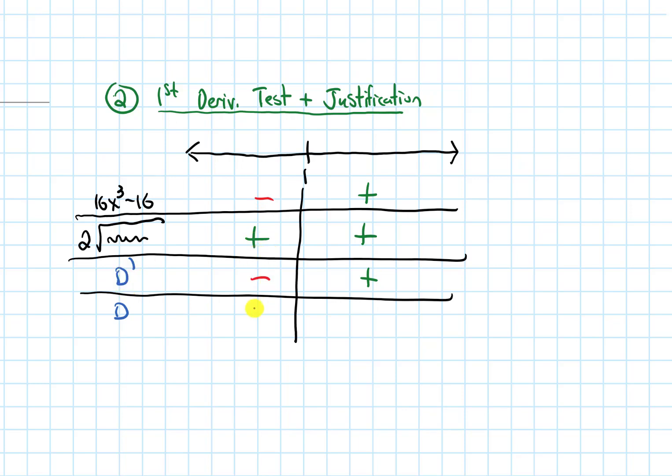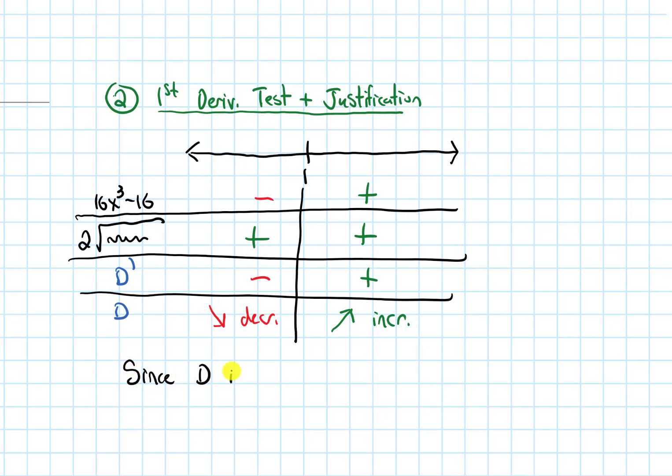So when d prime is negative, d is decreasing. When d prime is positive, d is going to be increasing. Okay, so typically this number line would tell us that we have a local min at this point. But when we are doing this optimization problem, we need to justify why this is an absolute min. So we do that in the following way.